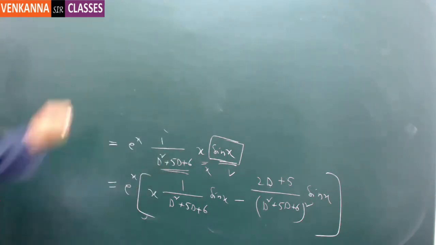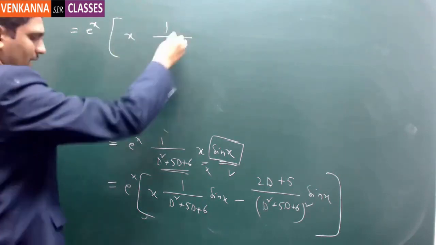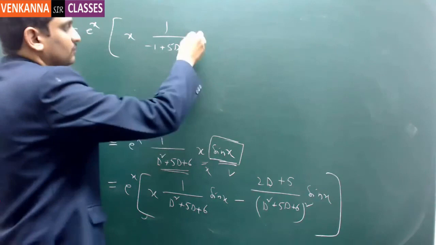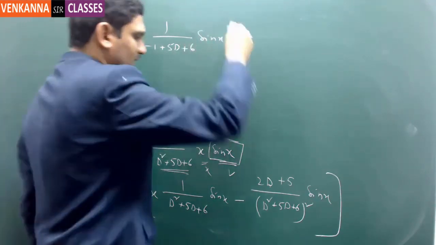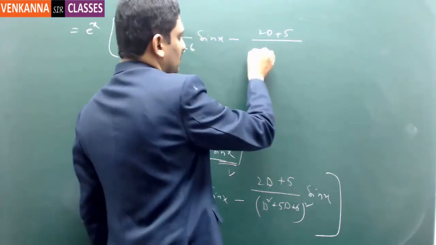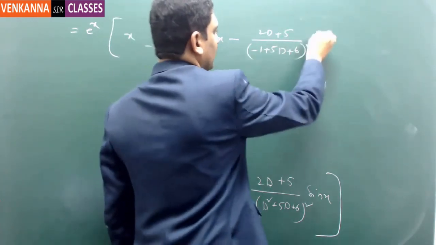So this value is equal to e power x into 1 by minus 1 plus 5d plus 6 of sin x minus 2d plus 5 by minus 1 plus 5d plus 6 whole square of sin x.